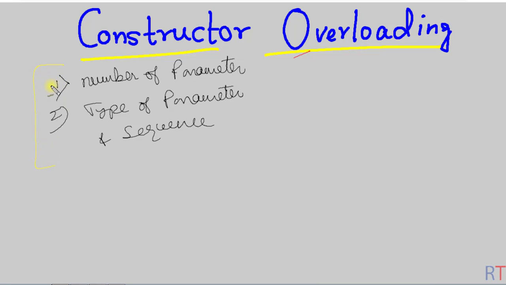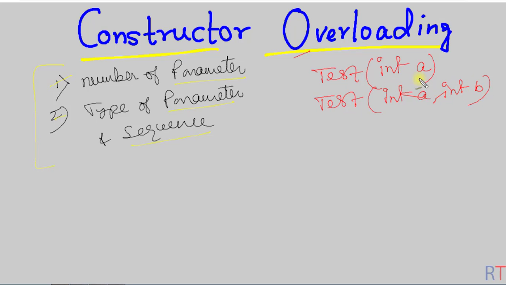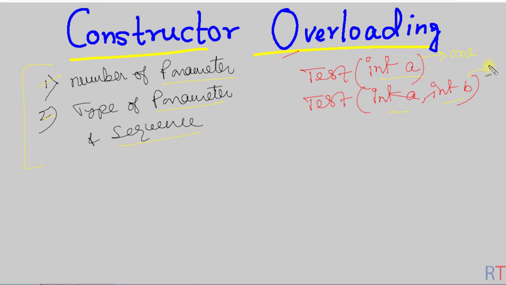We have to differ them by either the number of parameters they have, or the type of parameters, and their sequence. For example, if we have one constructor like Test which is taking one parameter, integer a, then we can create another constructor with two parameters, like integer a and integer b. Here the first one is taking one parameter and the second one is taking two parameters. So here we are changing the number of parameters of the constructor to overload them.